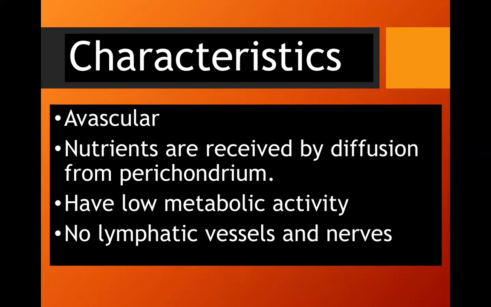Okay, general characteristics. Number 1, cartilages are avascular, meaning they don't have vascular or blood supply. So the nutrients are received by diffusion from your perichondrium. Perichondrium we will be talking about a little later. They have low metabolic activity, the cartilages, and take note, as opposed to your bones, they don't have lymphatic vessels and nerves. Okay? So basically, no nerves, no vessels, no blood supply. Their nutrients are received from the perichondrium.